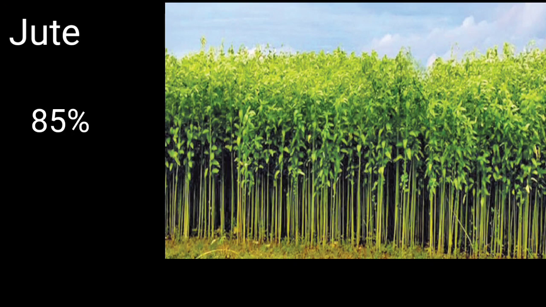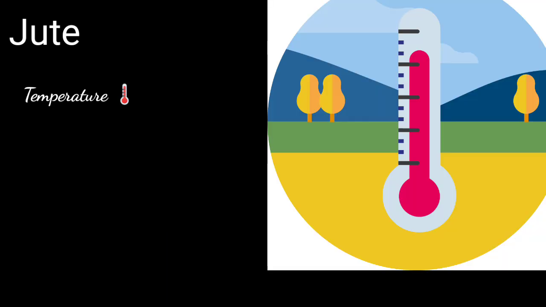Jute is also a kharif crop grown in rainy season. It grows well in hot humid climate. So regions experiencing hot and humid climate will grow jute. Now the temperature required for the growth of jute, basically it needs 21 degrees Celsius to 35 degrees Celsius. Obviously a little bit greater than sugarcane, 21 degrees Celsius to 35 degrees Celsius.